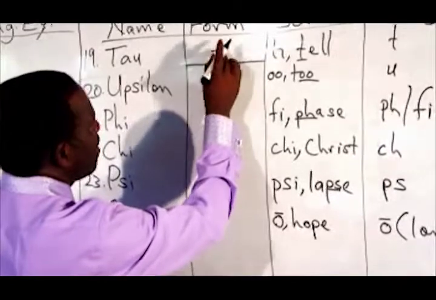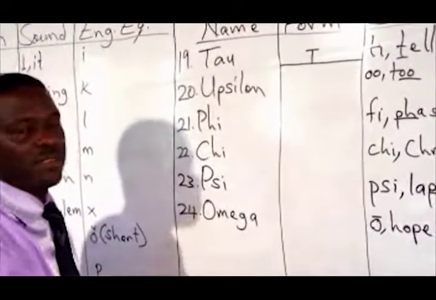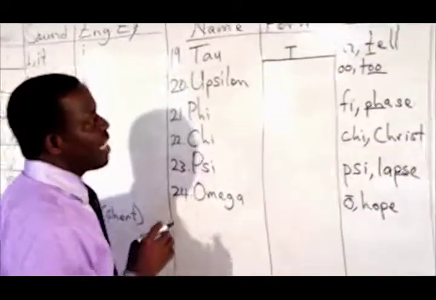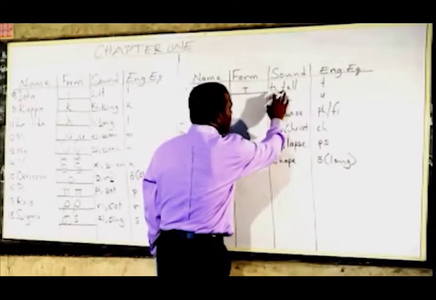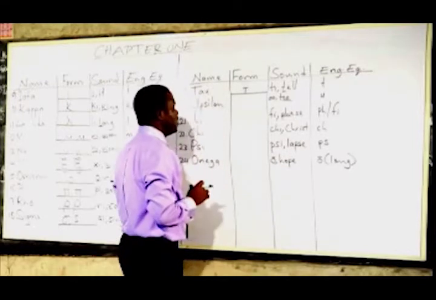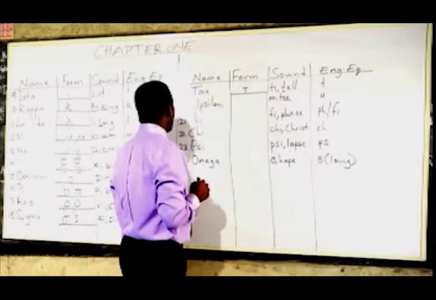Exactly how to write tau: it's like you are writing English capital T, but it's small in shape. That's exactly how to write tau. And tau sounds as T, as you pronounce the T in "ter." Tau. And it's equivalent to English T.